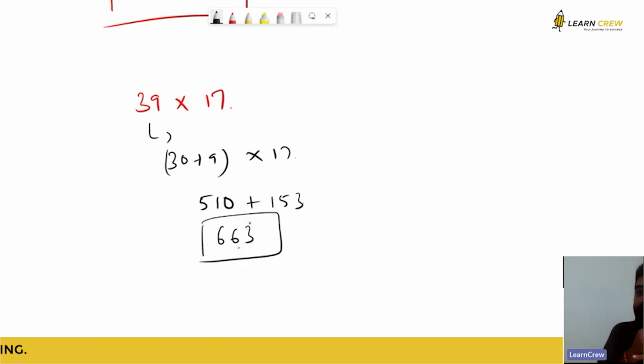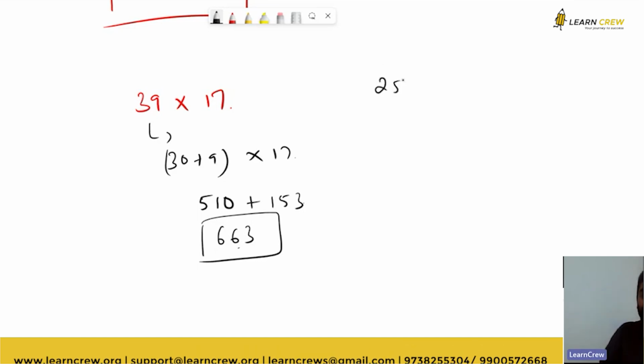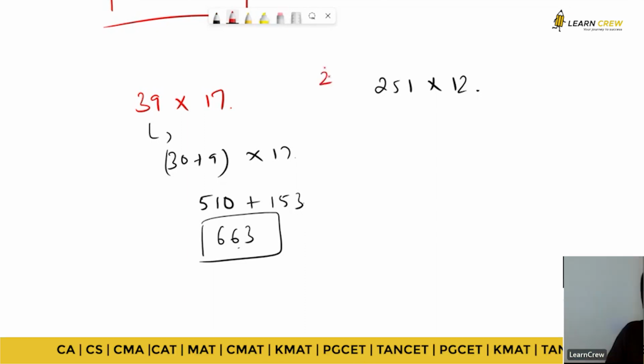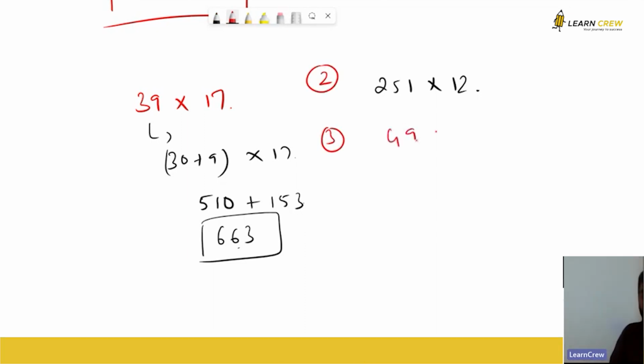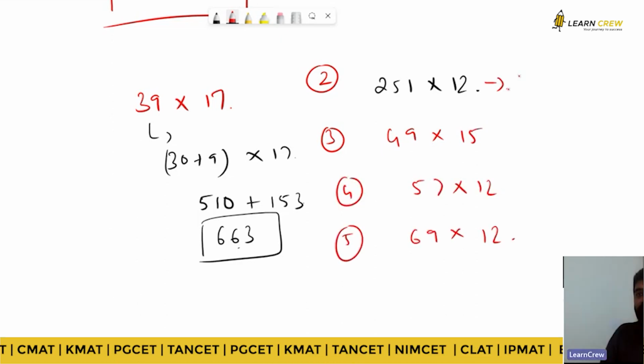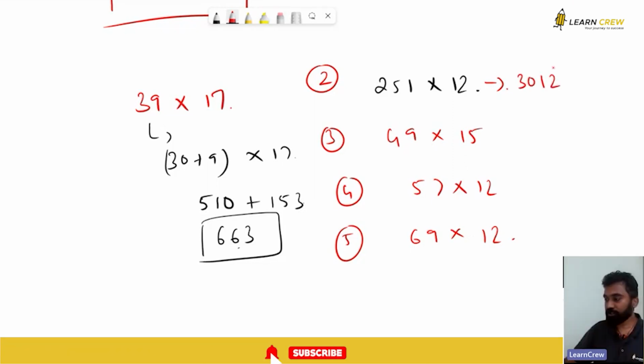So whenever you get numbers which are not so easy, split the numbers into whatever multiplication factors you know and try to multiply. Take up examples. 251 into 12. Split it. Second question. Third question: 49 into 15. Fourth one: 57 into 12. Fifth one: 69 into. Answer for the first one: 3012. Okay, next one.